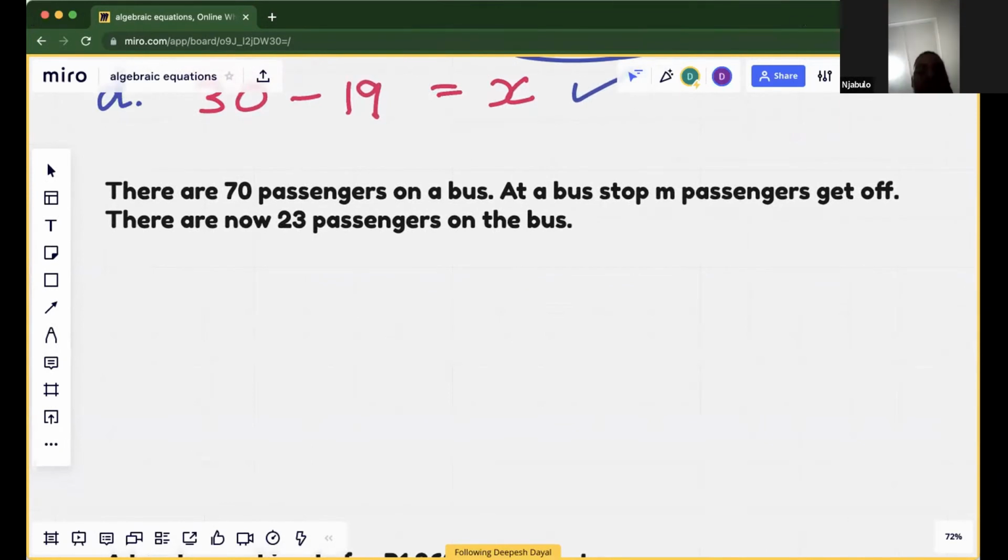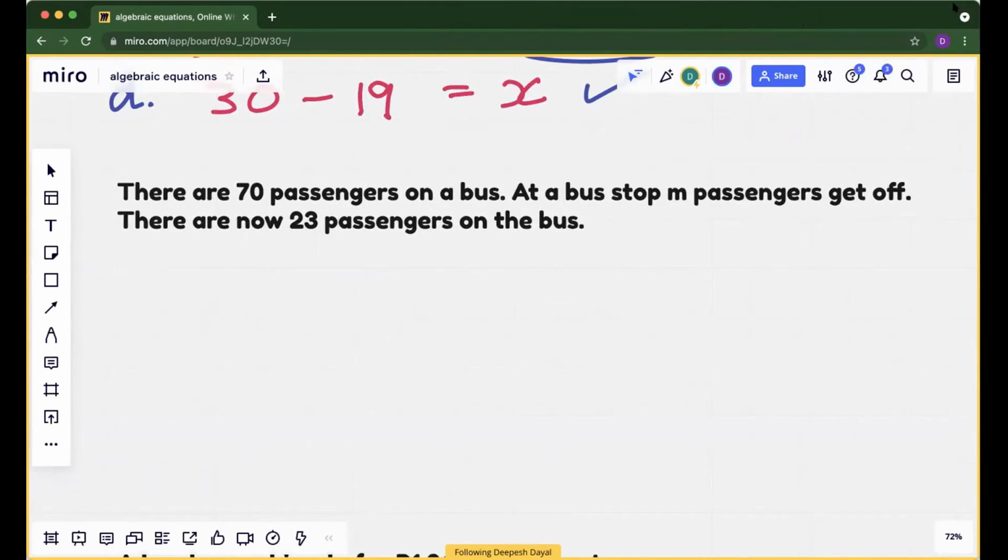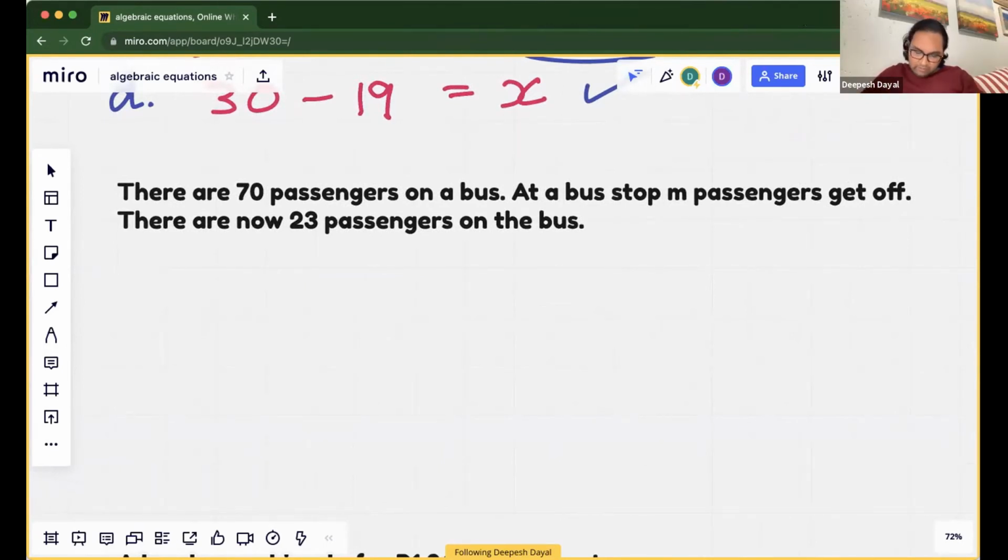Let me just see if you can all see the screen properly. Can you all see this okay? There are 70 passengers on a bus. At a bus stop, M passengers get off. So M passengers get off, right? There are now 23 passengers on the bus. How can we write this as an equation? 70 minus M equals 23.